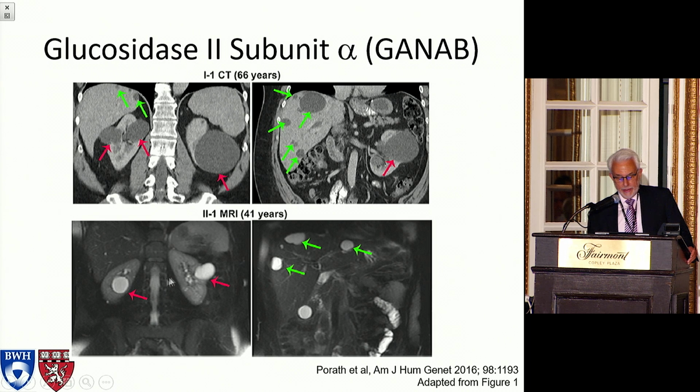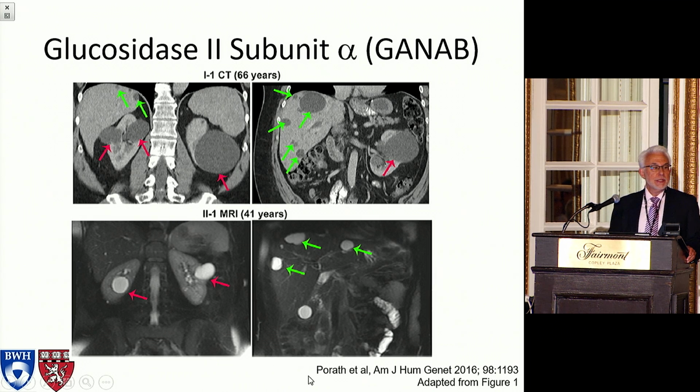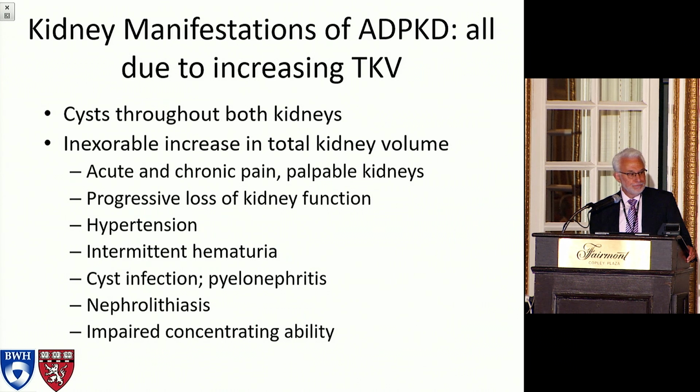This is an MRI in another individual. And again, mostly normal parenchyma with large cysts in the middle of the right kidney and the left kidney, and a few cysts in the liver. So these are, I call them funny looking kidneys, and they give you clues that this may not be typical ADPKD. Well, the kidney manifestations of ADPKD are all due to increasing total kidney volume.